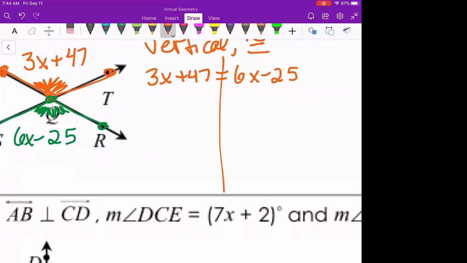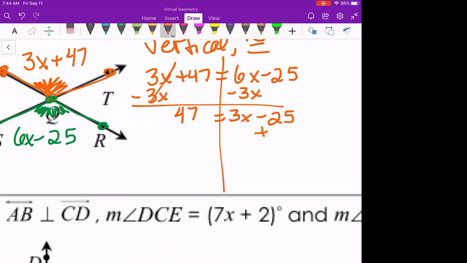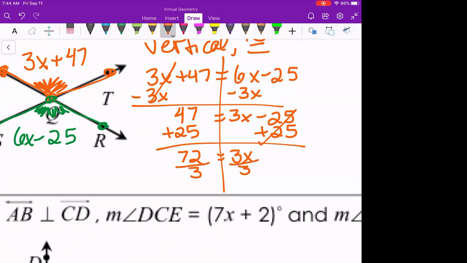All right, and let's solve this out. So you've got variables on both sides, you've got numbers on both sides. I always start with the smallest variable. So that is my 3x, so I'm going to cancel it out. 47 is equal to 3x minus 25. Now we can add our constant back to the other side. So 47 and 25 is a 72, which is still equal to 3x. Divide by your 3. And my missing x is 24.